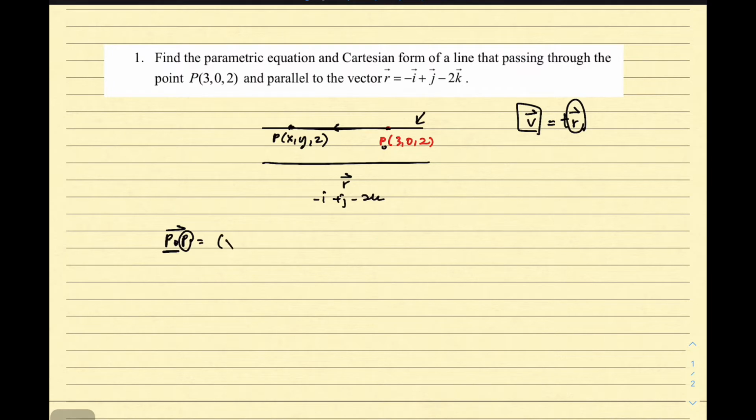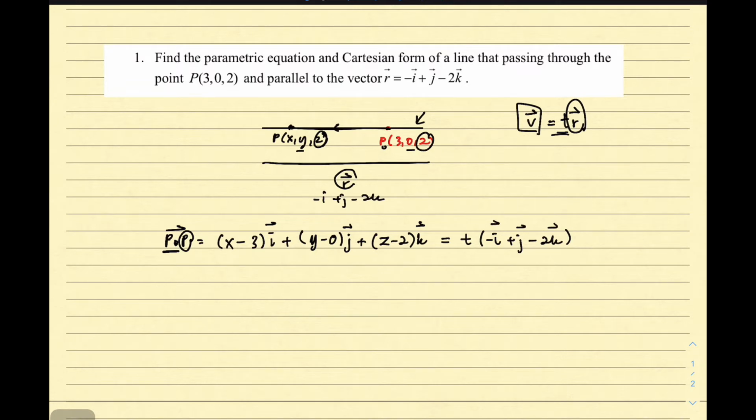Okay, so X minus with 3 untuk I plus dengan Y minus with 0 untuk J. Okay, plus dengan Z minus with 2 untuk K. Okay, so kita dapat the vector on the line. So this vector is said to be parallel with the vector R when it have the scalar T. So we can write it as equal to T times with vector R. So vector R awak ada negative I tambah J minus 2K.